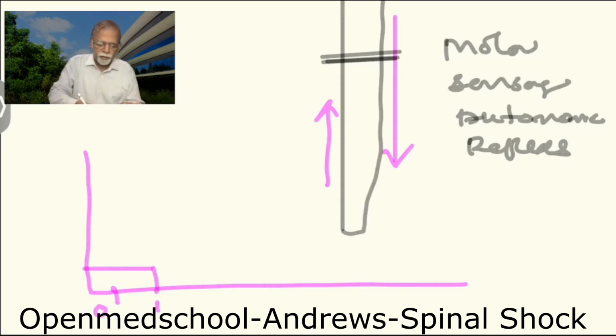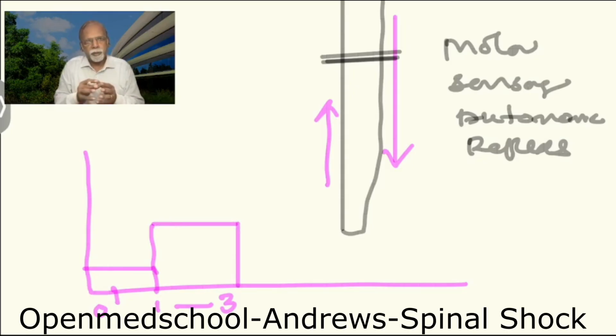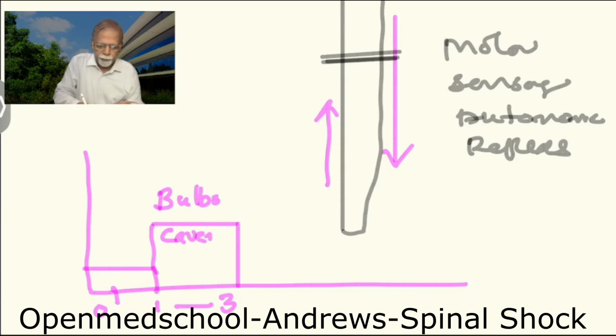Then the next phase is 1 to 3 days. So here what is happening? The polysynaptic reflexes start appearing. It is due to the sprouting of interneurons and denervation hypersensitivity that is occurring. The first reflex to come is the bulbocavernosus reflex. But the appearance of the bulbocavernosus reflex denotes the beginning of the end of the spinal shock stage.